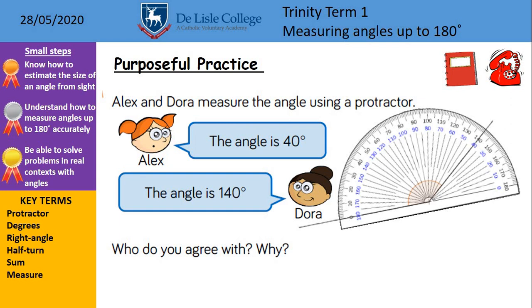Okay, so hopefully on this one we should all be agreeing with Dora. It's clearly way past 90 degrees as an angle, and when we've got our crosshairs lined up correctly, which they are, the baseline goes through the 0 on the outside numbers, so you would use those all the way around, and on the outside number that is 140 degrees.